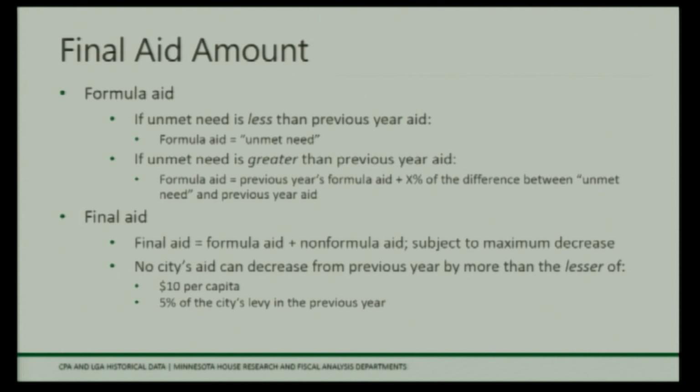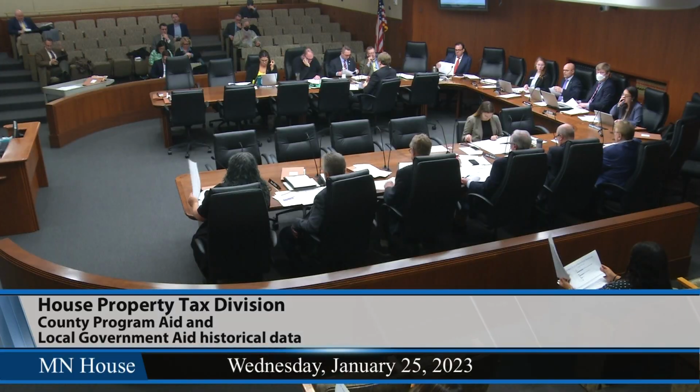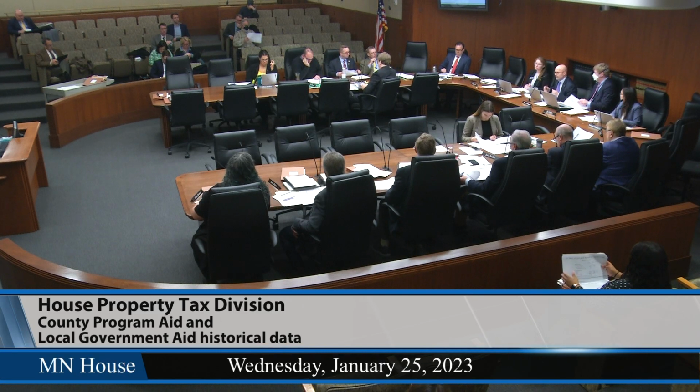And then again at the bottom of this slide, you can see the maximum decreases that a city can receive in LGA from one year to the next, and that's the lesser of $10 per capita or 5% of the city's levy in the previous year. And Mr. Chair, Ms. Schill is now going to talk a little bit about LGA as a share of local revenues. If it's okay, I think I'll ask questions or offer questions.